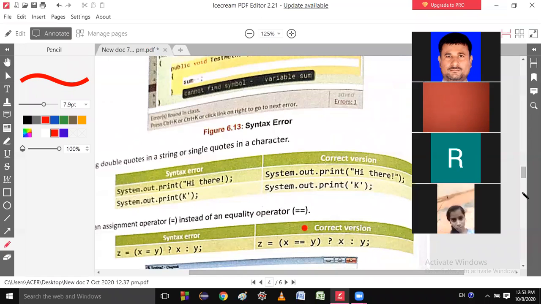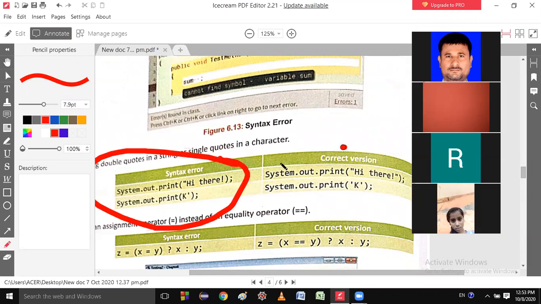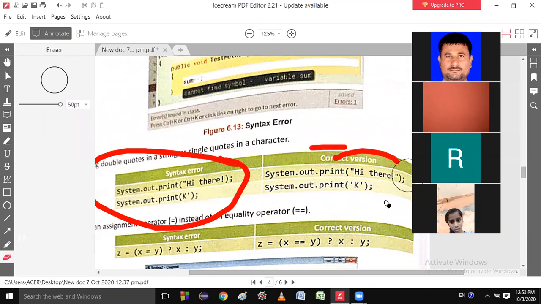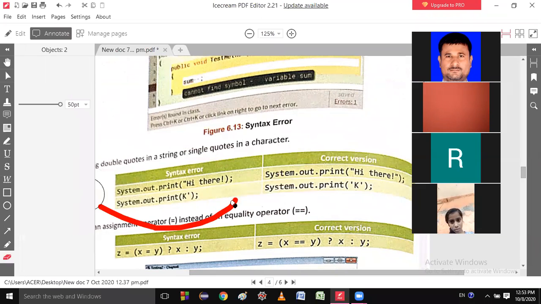So these are the mistakes. If you are writing single quotes, then you write single quotes on both sides, not just one. Just watch here. These are the incorrect and these are the correct versions. Watch where the mistakes are. So these all come under syntax errors.